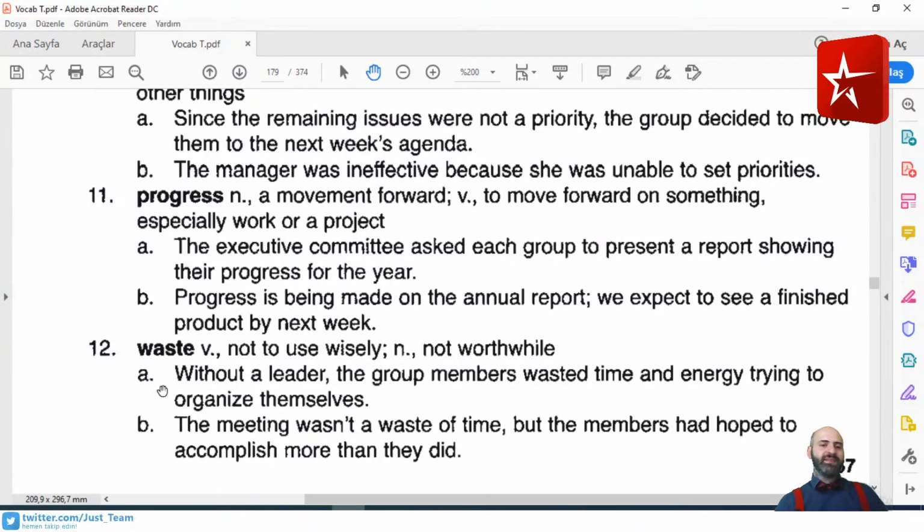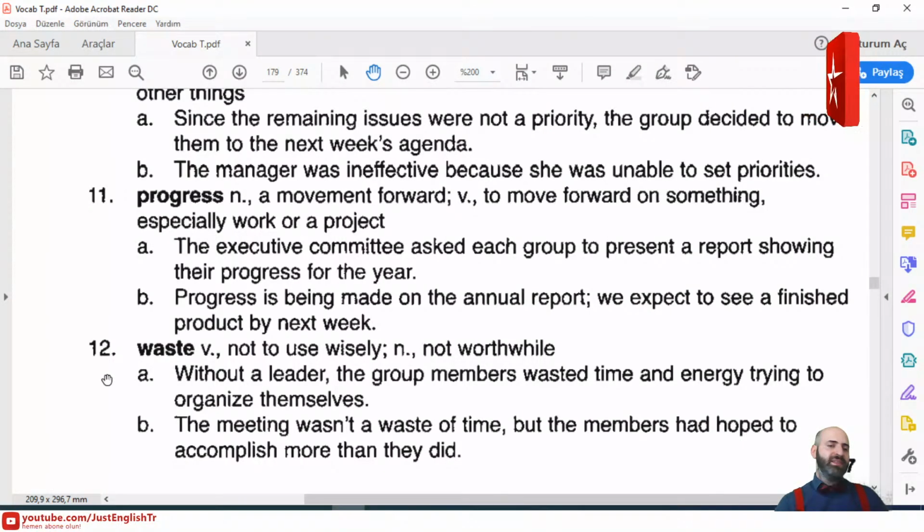Sentence A is like this. Without a leader, the group members wasted time and energy trying to organize themselves. So they tried something, but it was not successful. Therefore, it was waste of time and energy.